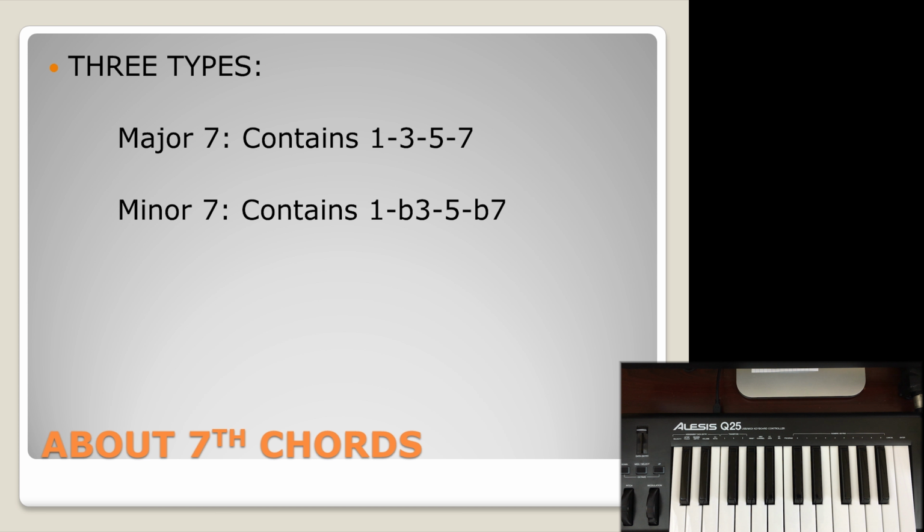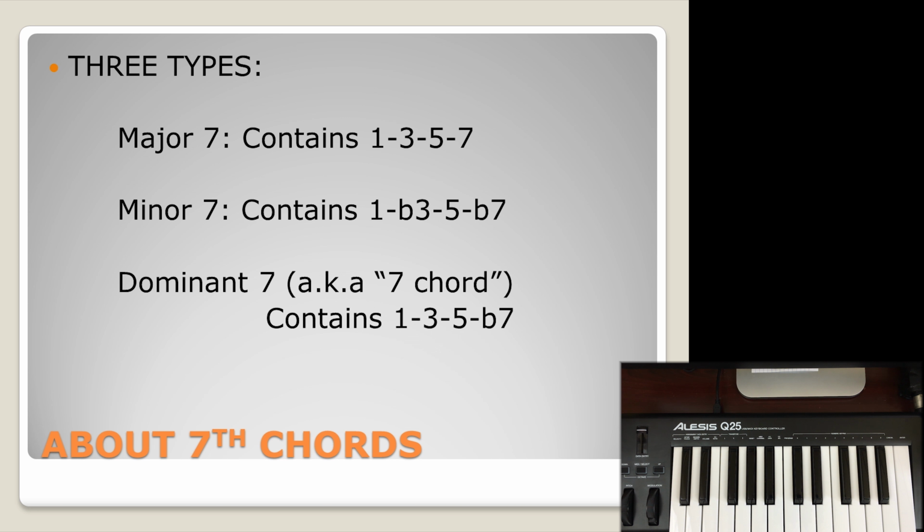And the dominant 7, or what we just referred to as a 7 chord, say like if you see just a C7 written, this is what this means. It's a dominant 7. It contains the 1, the 3, the 5, and then the flat 7.